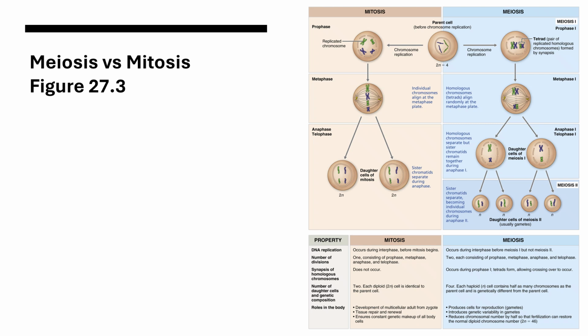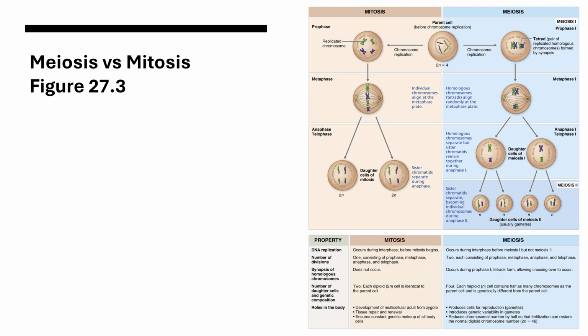Roles in the body. We use mitosis for development of a multicellular adult from a zygote. So this is your embryonic growth. Also tissue repair and renewal. Like if you get a sunburn or a cut, it's got to repair it. It's going to grow the exact same cells. And it ensures constant genetic makeup of all body cells.